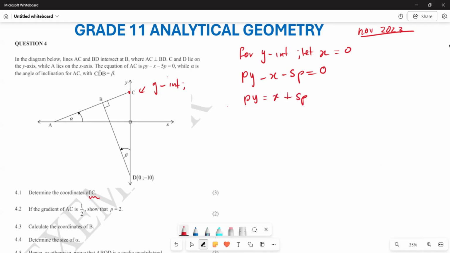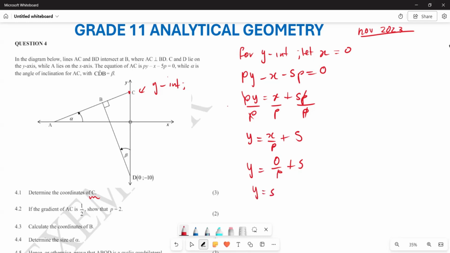What are you going to do from here? You are going to divide by p throughout. So your y is given by x over p plus 5. Remember, the p and p here cancel each other, and the p and p here cancel each other. Now, when you substitute x as 0, y equals 0 over p plus 5, and the answer you get is y equals positive 5.